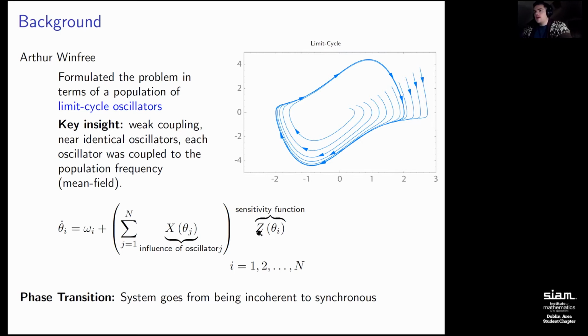In this model, Winfrey basically discovered one thing: you have this phase transition in time. The system goes from being incoherent, so all the oscillators are oscillating, essentially minding their own business, and then all of a sudden you get a phase transition to where all the oscillators are synchronous. They're oscillating with the same frequency.